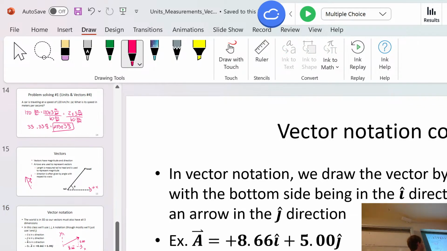All right, and that's kind of what I just said as well. Look at me, consistency. We draw the vector by drawing a triangle. So we draw the bottom side. That's going to be our x. That is 8.66. And then we go up 5. We're going to be big fans of triangles in this class, y'all. Vectors are all about triangles.